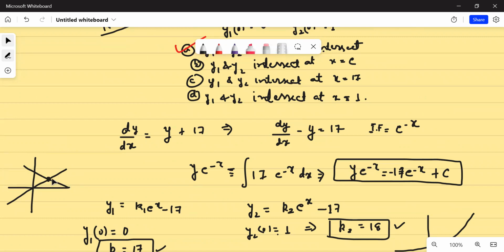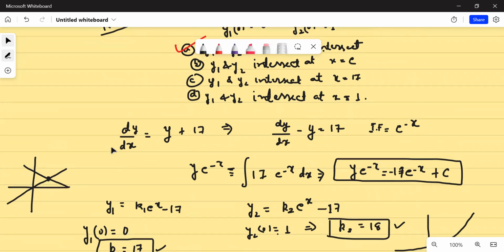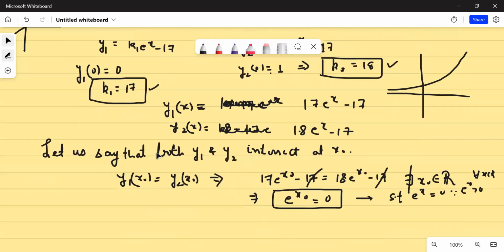So what does intersection mean? If two curves intersect at some point, it implies that this point should be common to both, right? So that is what I have done. I thought that let these two intersect at point x naught. If they intersect at x naught, then 17 e to the power x naught minus 17 should be equal to 18 e to the power x naught minus 17, which would imply e to the power x naught has to be 0.